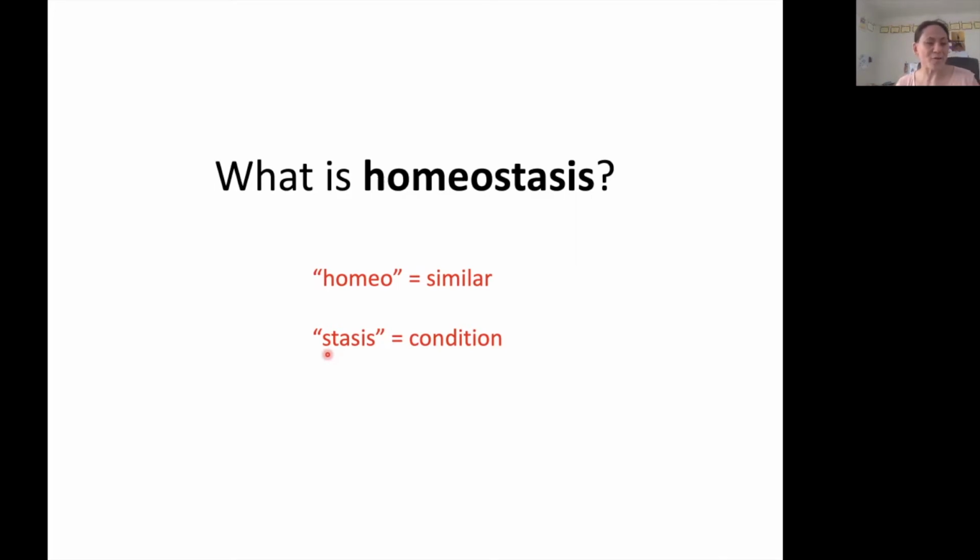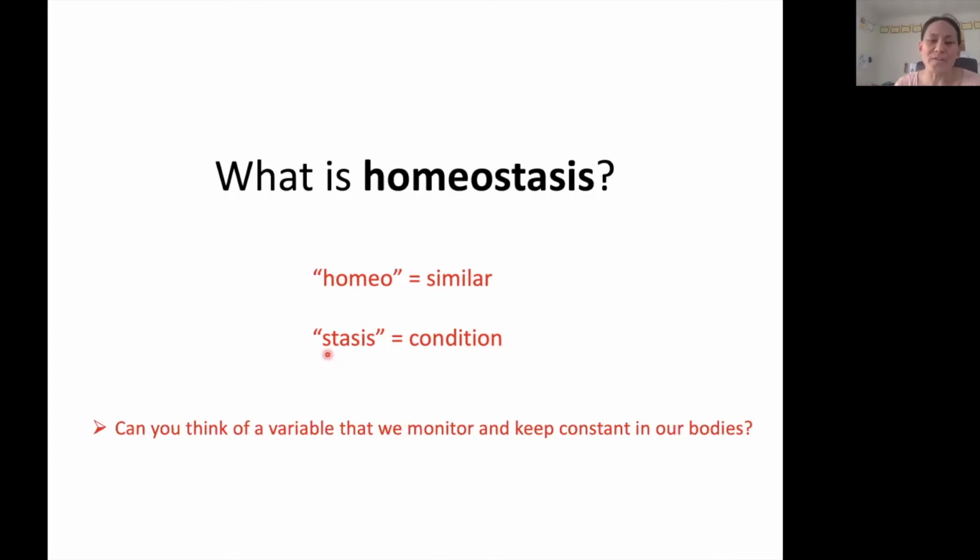Okay, so here's another question for your worksheet. Can you think of a variable that we monitor and keep constant in our bodies? What is something in your body that needs to stay at a particular value or in a particular state in order for your body to be able to function properly? Go ahead and hit that pause button and fill that out on your worksheet. I'll give you a few seconds.